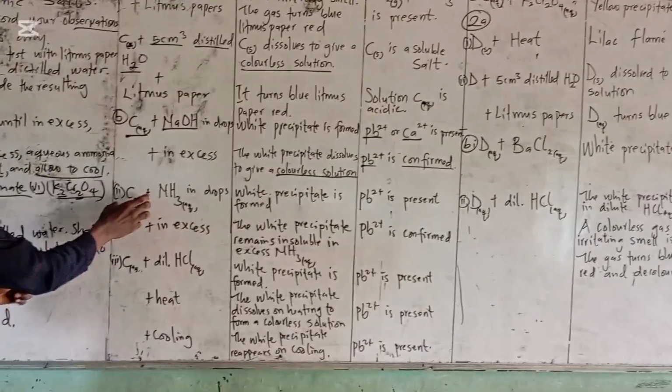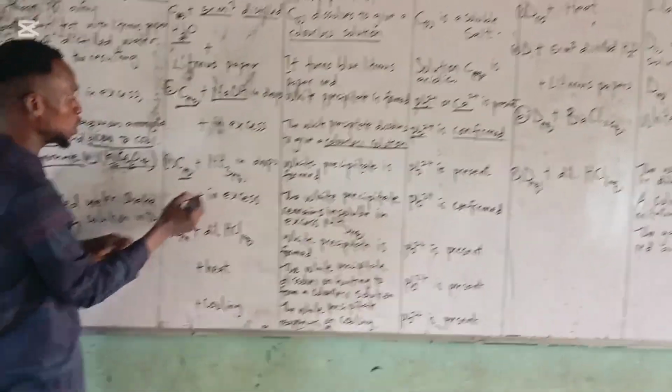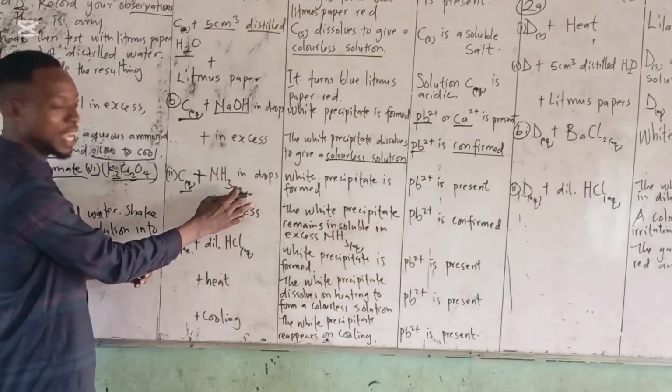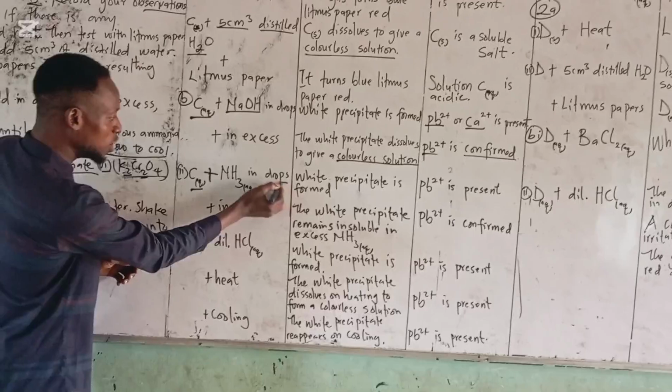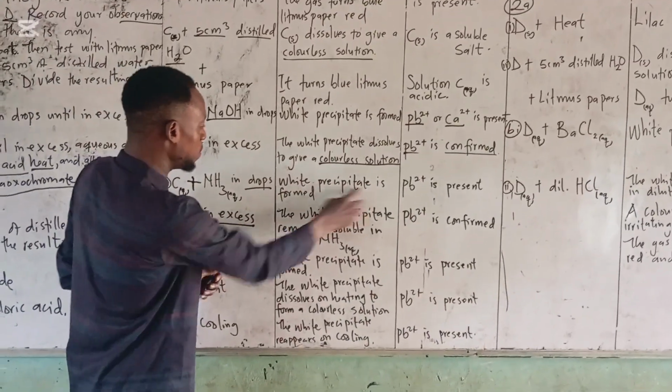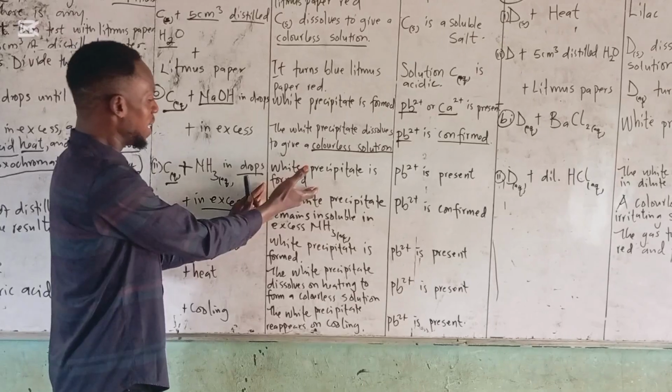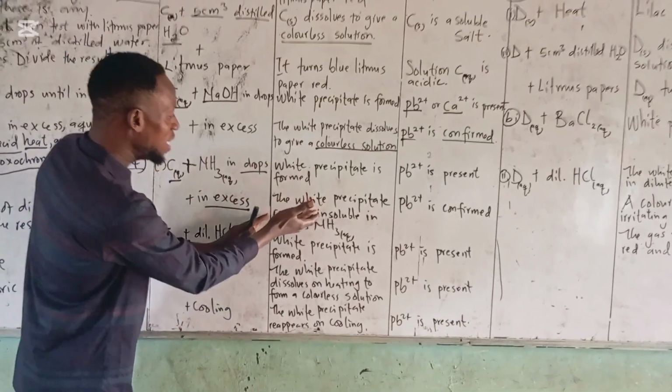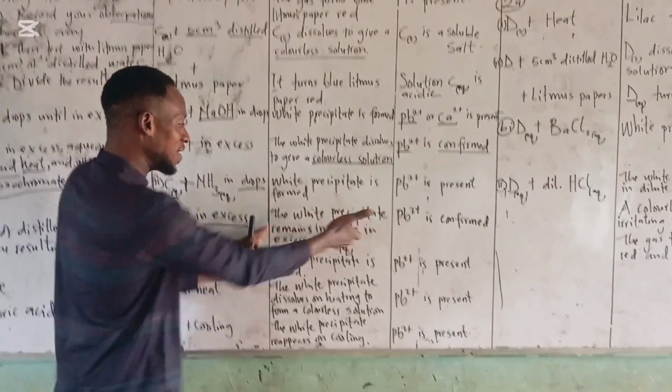Now, the second portion of our resulting solution, the instruction says we should add aqueous ammonia in drops, then in excess. What do we have? We still have white precipitate formed. When we put it in excess, the white precipitate remains insoluble.